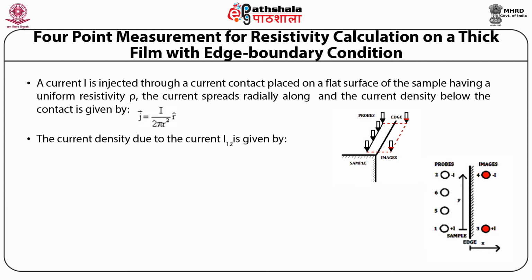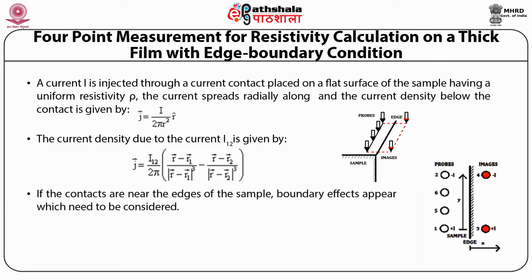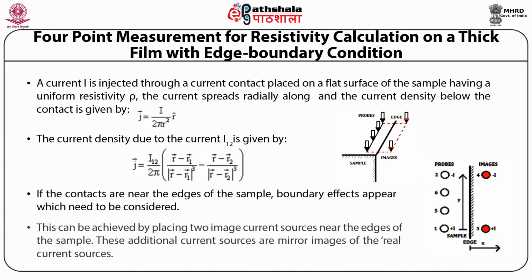The current density due to the current I12 is given by vector J equals I12 divided by 2 pi into within the brackets vector r minus vector r1 divided by cube of modulus of vector r minus vector r1 minus vector r minus vector r2 divided by the cube of modulus of vector r minus vector r2. If the contacts are near the edges of the sample, boundary effects appear which need to be considered. This can be achieved by placing two image current sources near the edges of the sample.